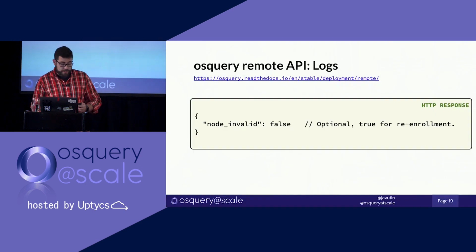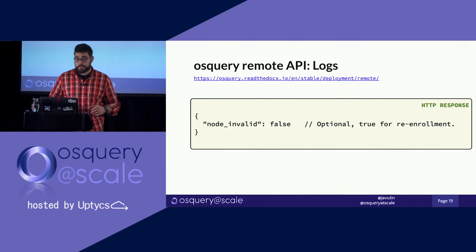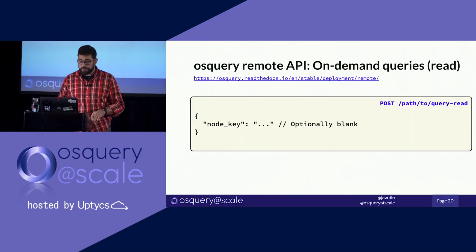The response, same as the configuration, node invalid, if nothing happens. I don't know if I mentioned that, this can be optional. If node invalid is not going to be true, you can just leave it out. But I don't know, I like to just put it there. Okay, so we have enrolling, configuration, logs.